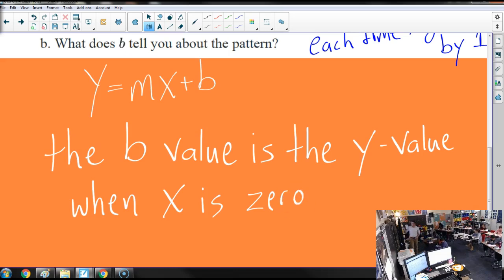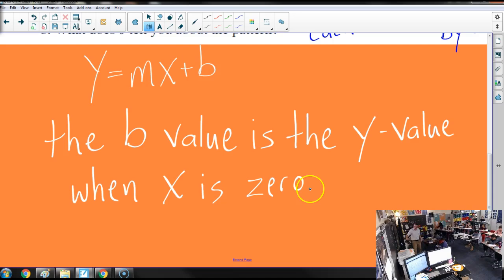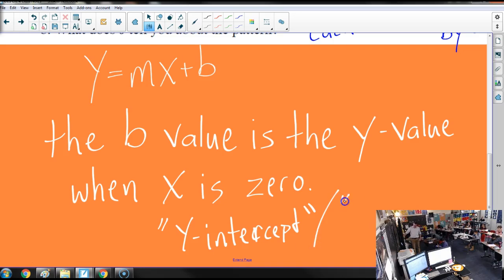So, also known as the y-intercept, or the constant in the equation, because it's not going to change.